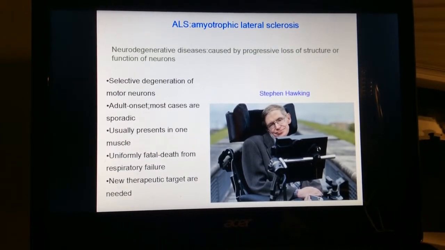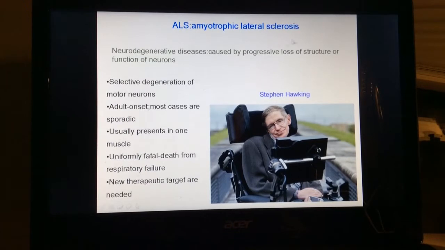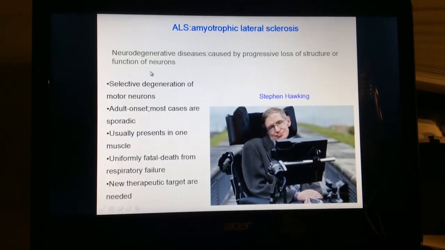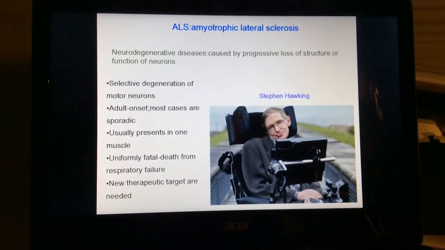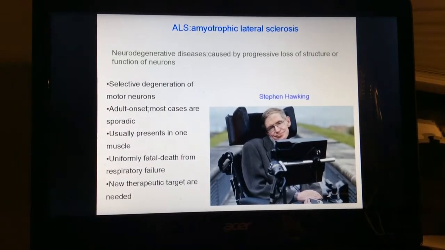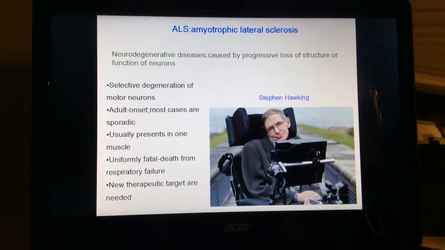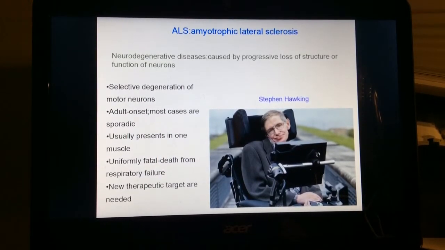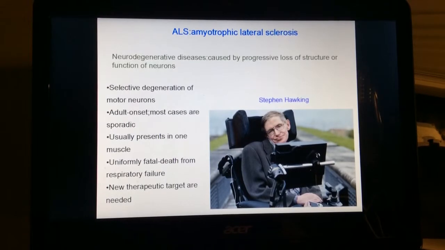Neurodegenerative diseases are diseases caused by progressive loss of structure or function of neurons. With different diseases, there will be a selective loss of the corresponding neuronal function. Here, the author selects ALS as her main focus.